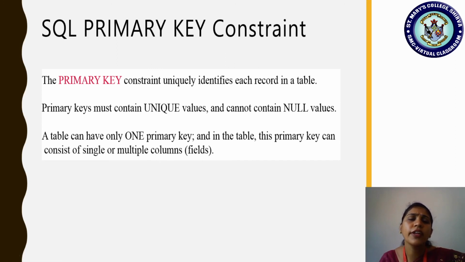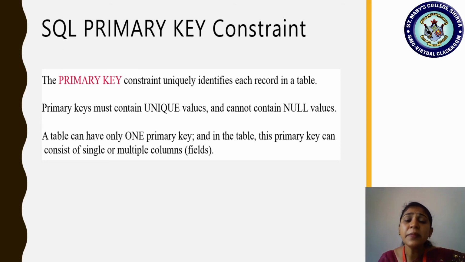When you create any table, it should be given only one primary key. If there are many columns in a table, only one column or attribute should be chosen as the primary key. Not more than one attribute can act as a primary key. So a table can have only how many primary keys? Only one primary key, and this primary key can consist of single or multiple column fields.